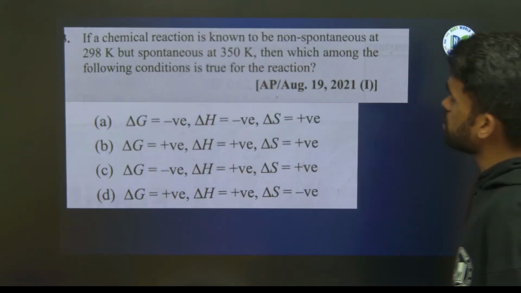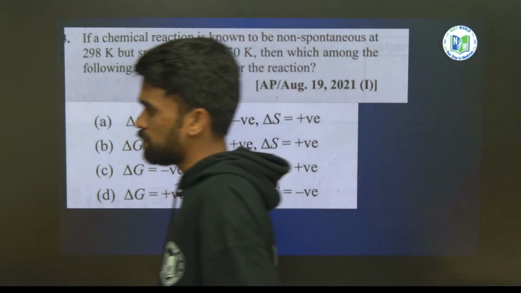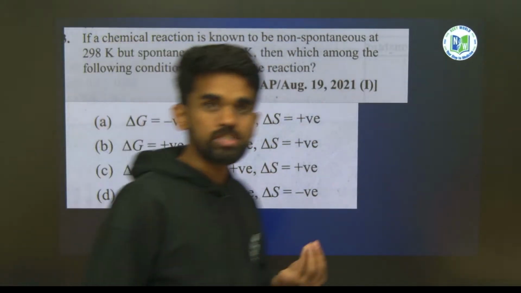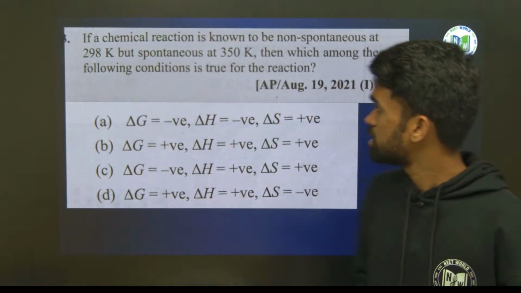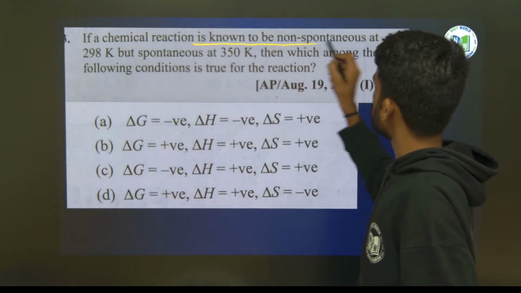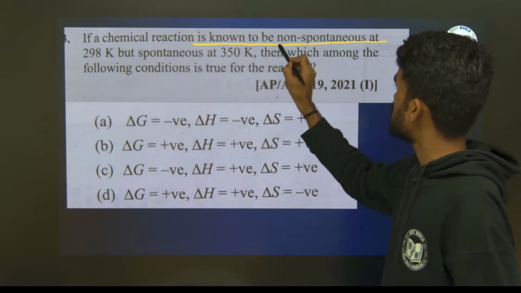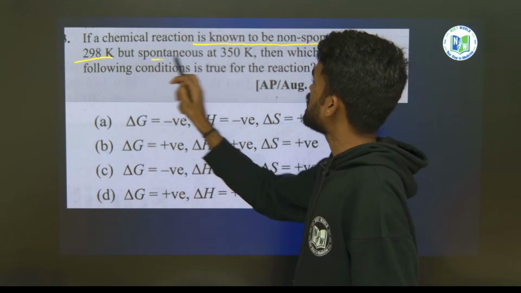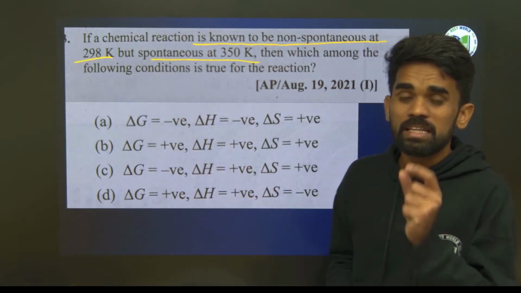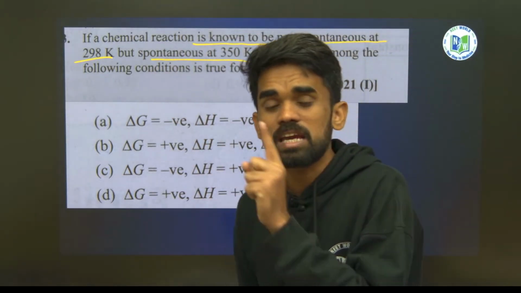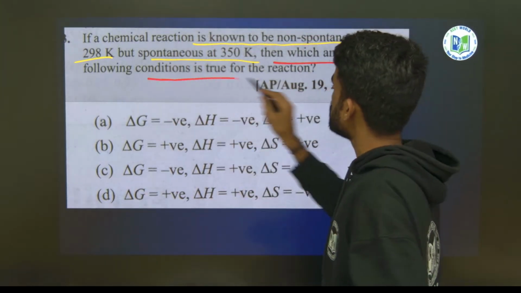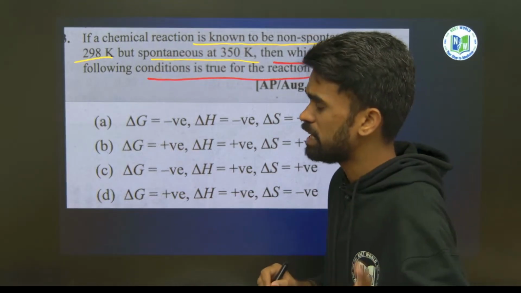So look at this question, again from thermodynamics. The spontaneity or non-spontaneity based concept is the Gibbs free energy concept. See, if a chemical reaction is known to be non-spontaneous at 298 Kelvin but spontaneous at 350 Kelvin, it means the spontaneity of the reaction is taking place at higher temperature. Therefore, which among the following conditions is true for the reaction? Just look here, very easy.